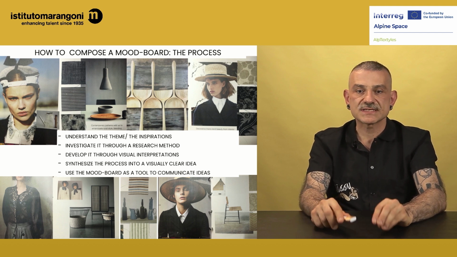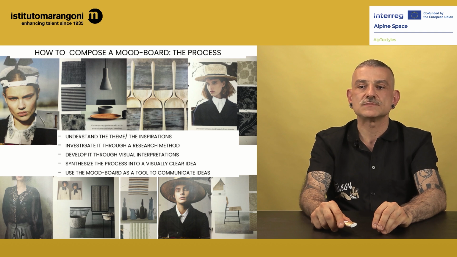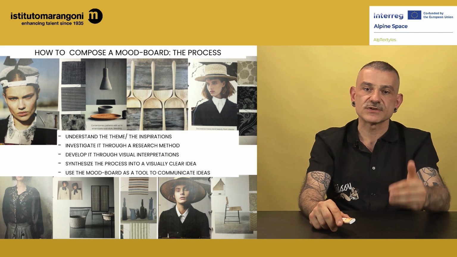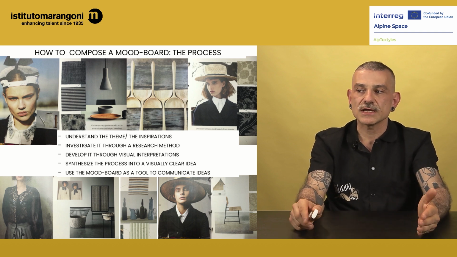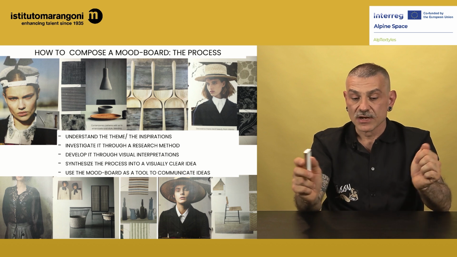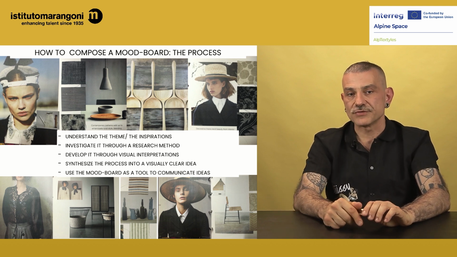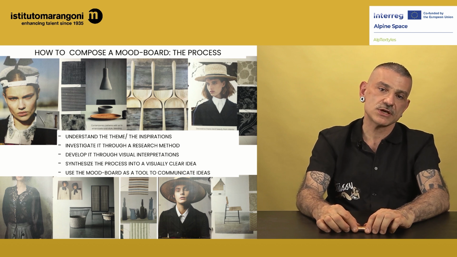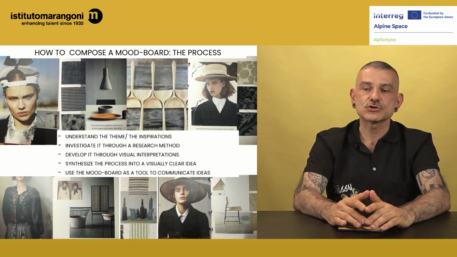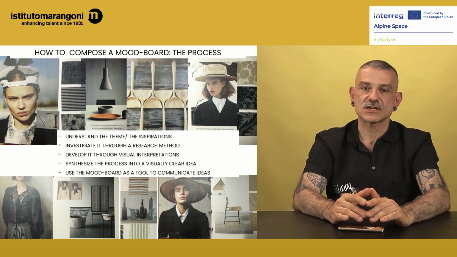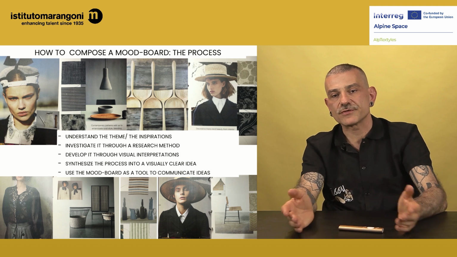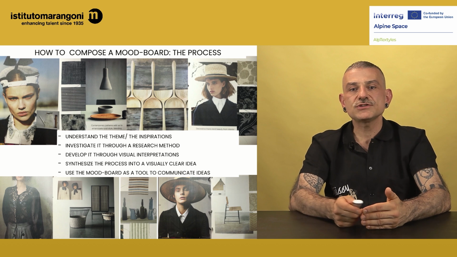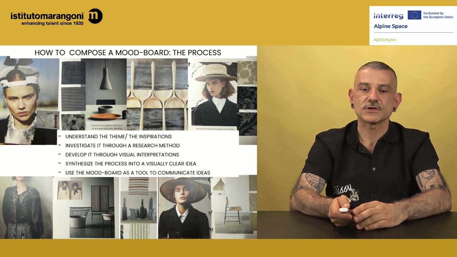Then, what's the third step to undertake? Develop the research through a range of diverse interpretations. What does a range of diverse interpretations mean? That you should dig into many different fields, such as art, photography, fashion, culture, tradition. We will see this later, in order to understand how to interpret the theme.